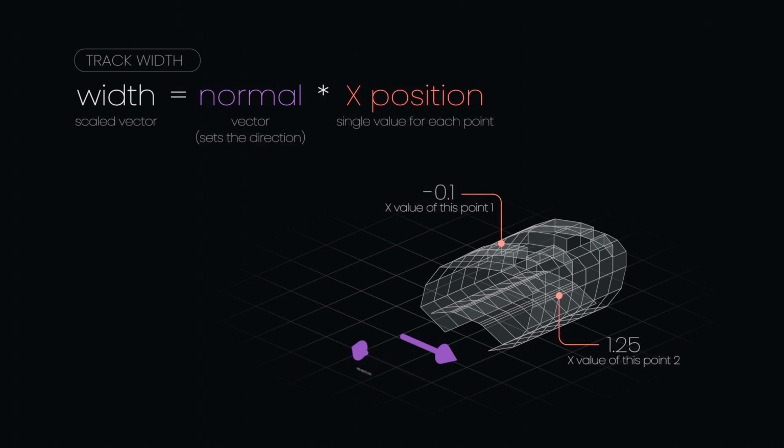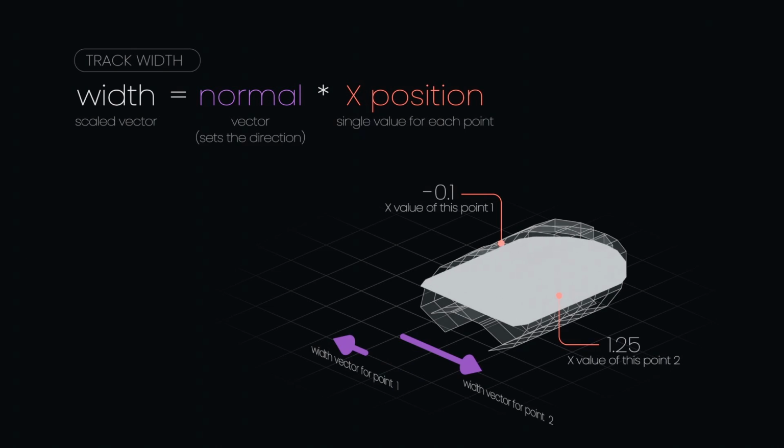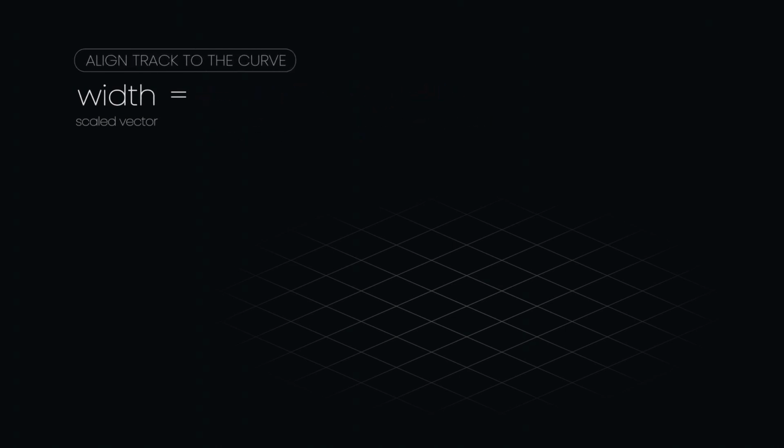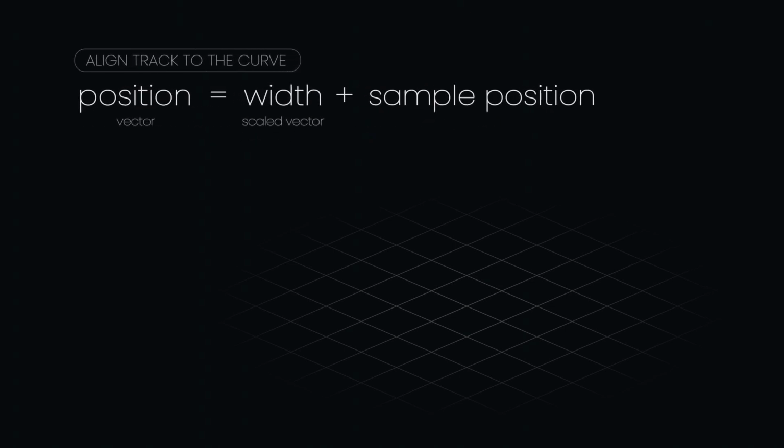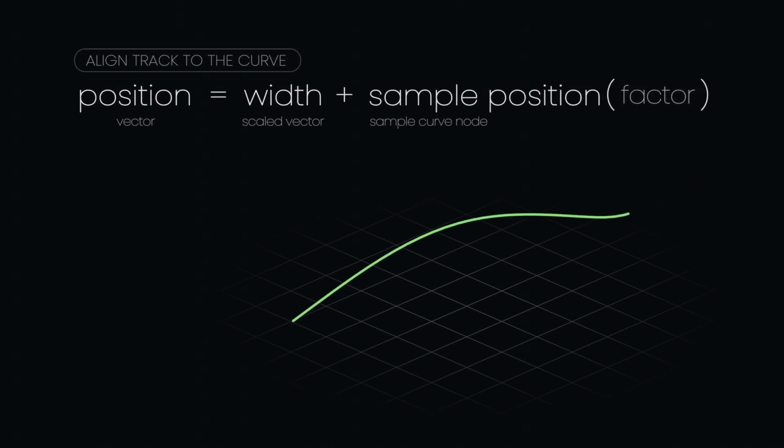So the normal is a vector pointing sideways. By multiplying it with a single value, we are just scaling the vector up or down. To align track to the curve, we need to sample the position of the curve somehow. We will use the sample curve node. It has a factor parameter. It's a value between 0 and 1.